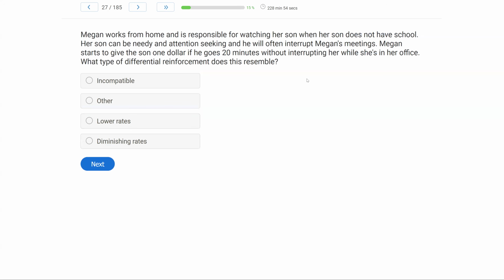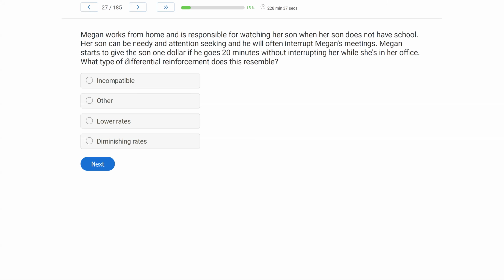Megan works from home and is responsible for watching her son when her son does not have school. Her son can be needy and attention-seeking, and he will often interrupt Megan's meetings. Megan starts to give the son $1 if he goes 20 minutes without interrupting her while she's in her office. What type of differential reinforcement does this resemble?